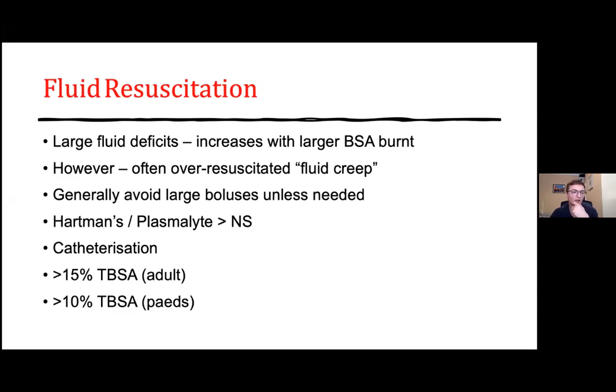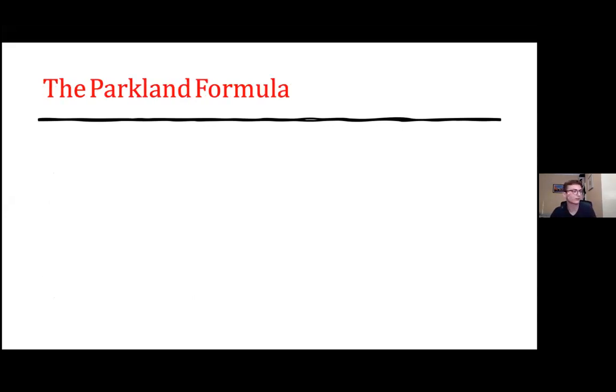Cool, so I'm going to talk about a formula that's usually used for fluid resuscitation. I don't know if anyone's heard of it, or we can put the name of it in the chat. Yeah, someone's put Parkland's formula. Yeah, smashing, so that's right. So we'll go through that quickly now.